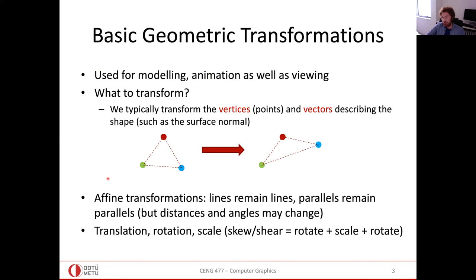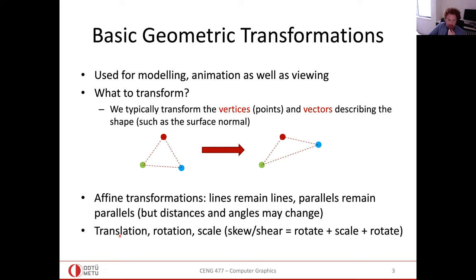And we will be using affine transformations that preserve lines and parallelism. So lines remain lines after an affine transformation, and also parallel lines remain parallel. However, the distances may not be preserved. Like in this example, we see an affine transformation. Here, the distances are not preserved, and angles also may not be preserved. So we don't really go for this preservation. But what we need is lines should remain lines, and parallels should remain parallels.